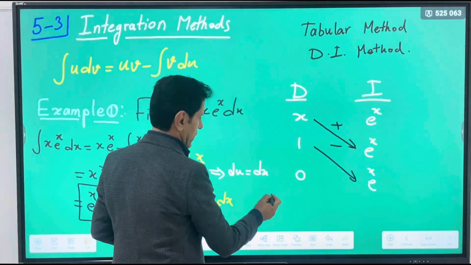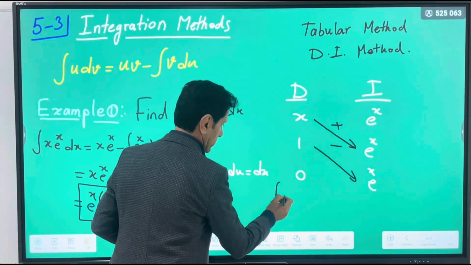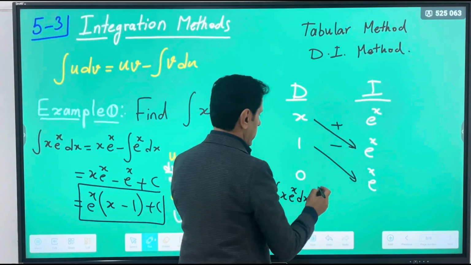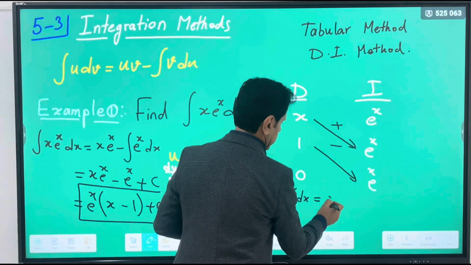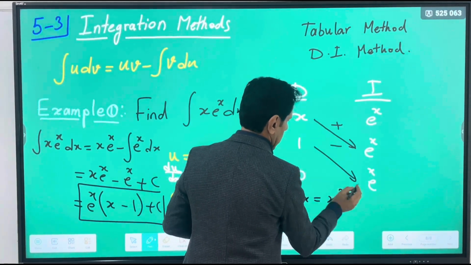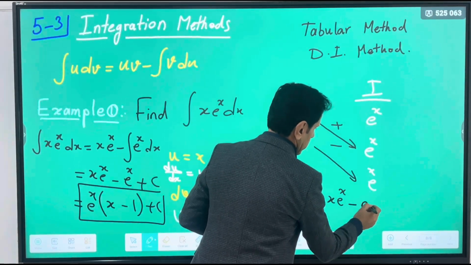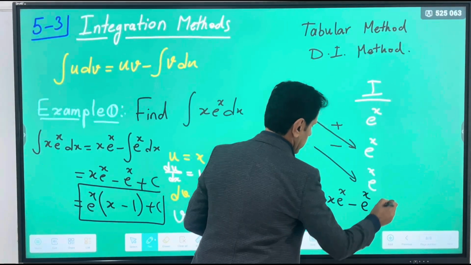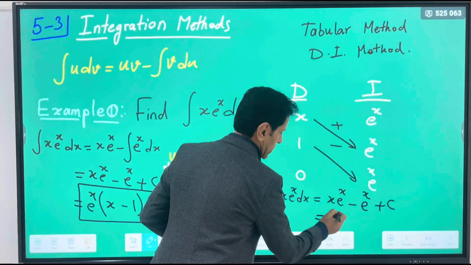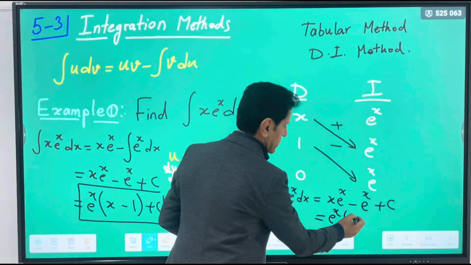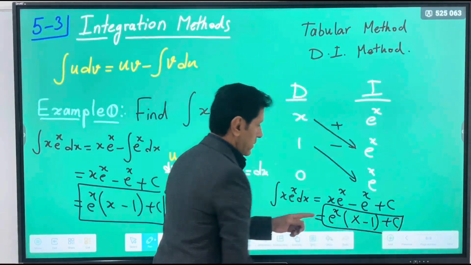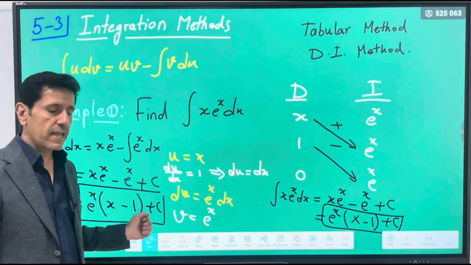Now it's easy to take the integration. So the integral of x e to the power x dx is equal to x multiplied by e to the power x, and then minus 1 multiplied by e to the power x, also e to the power x, then plus c. By the same way, you have to take e to the power x as a factor. So the remainder is x, then minus 1, then plus c. If you look here, we got the same result.